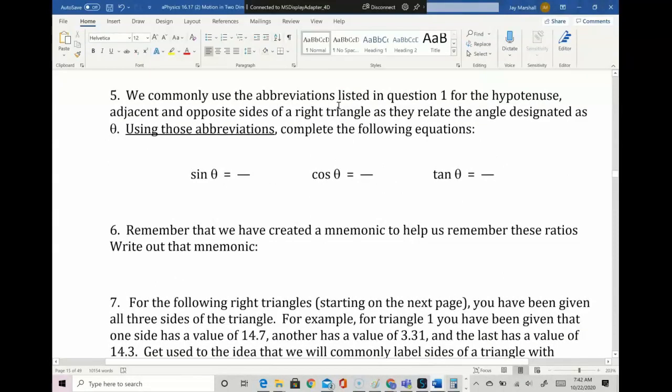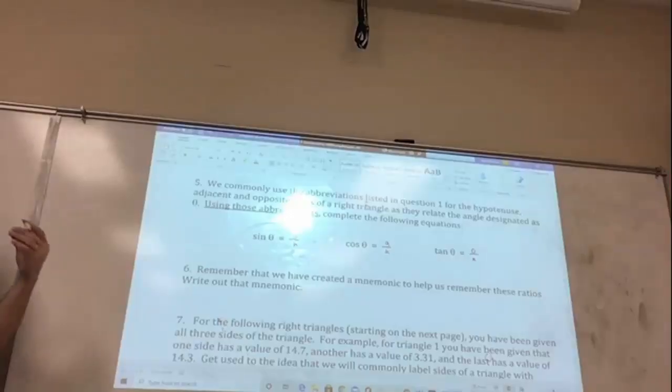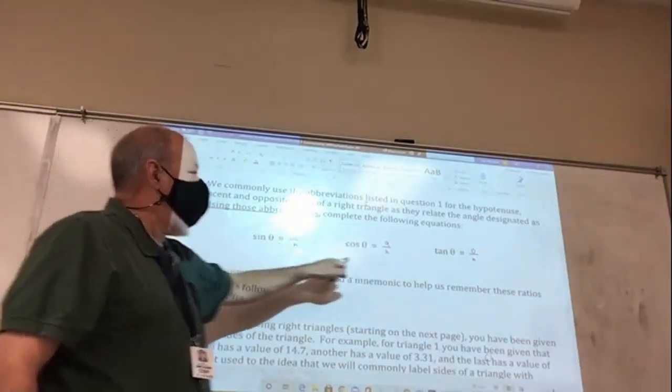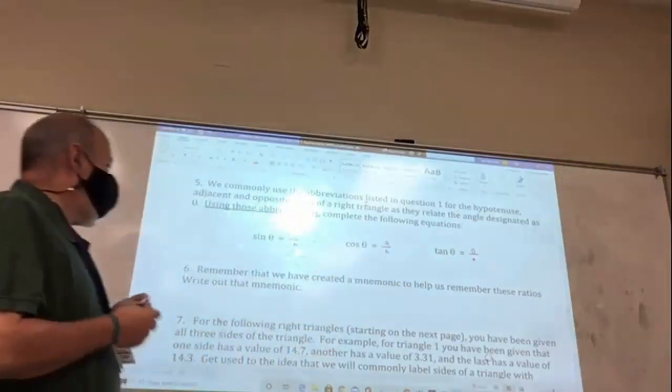Remember that we commonly use abbreviations listed in question 1 for the hypotenuse, adjacent, and opposite sides. So using those abbreviations, we recognize that we can write mathematically that the sine is the opposite over the hypotenuse, the cosine is the adjacent over the hypotenuse, and the tangent is the opposite over the adjacent. The reason I'm beating this to death is because the strategy that you're going to use to solve problems requires you to have a really intuitive sense about this. You're going to use these formulas in your solutions.